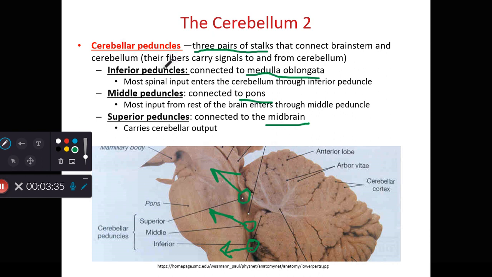As we look at the inferior peduncle, it's going to relay spinal input to the cerebellum. The middle peduncle is going to take input from the rest of the brain centers. And then finally, the superior peduncle is going to carry cerebellar output. So in terms of transmission, we carry information into the cerebellum through the inferior and middle peduncles, and then the superior peduncle is going to carry information back up to the rest of the brain.